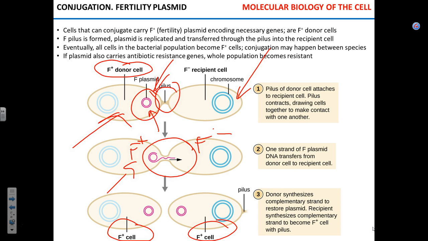Conjugation sometimes may even happen between species of microbes. So not only E. coli to E. coli, but also, say, E. coli to Shigella, Shigella to Klebsiella. So closely related species of microbes can conjugate with each other and transfer traits.